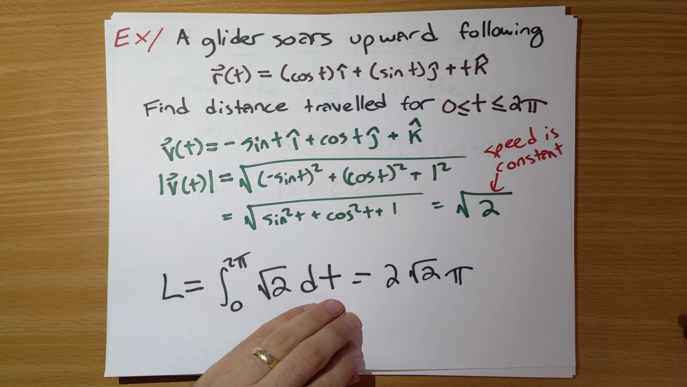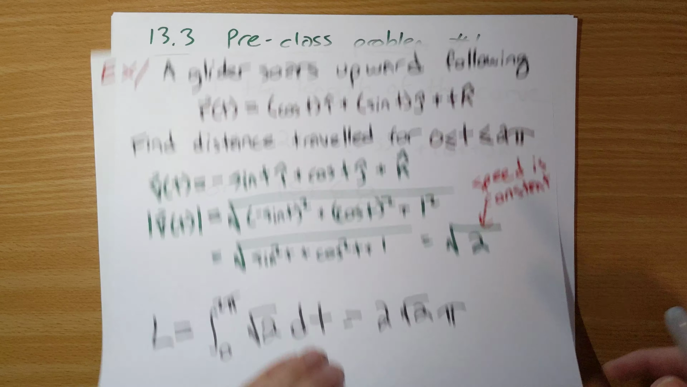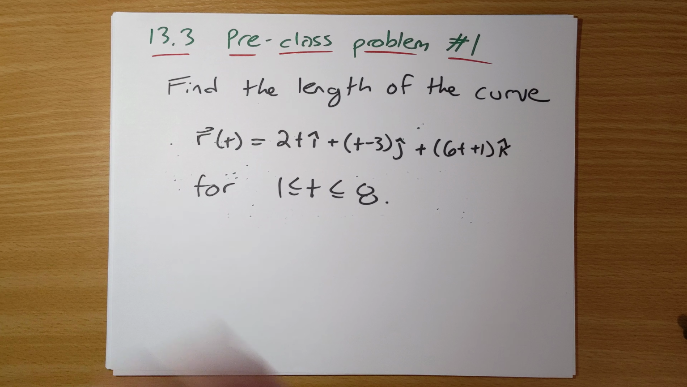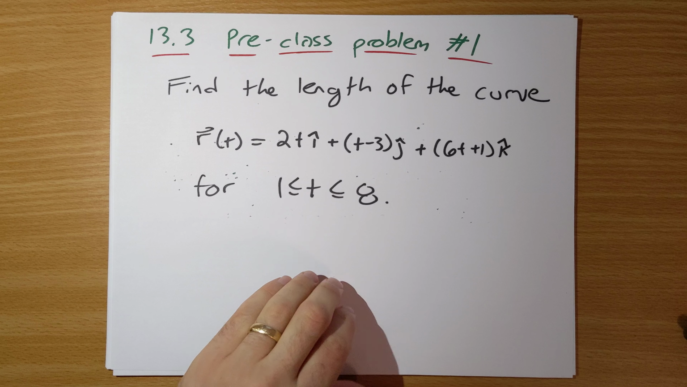Okay, so that's our intro to arc length in space. Let's end this video with a pre-class problem. Find the length of this curve. r of t is 2t i hat plus (t minus 3) j hat plus (6t plus 1) k hat, where t runs from 1 to 8.